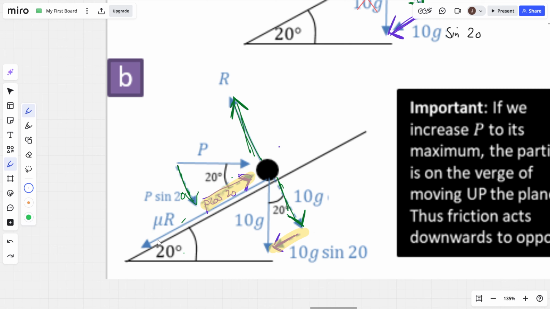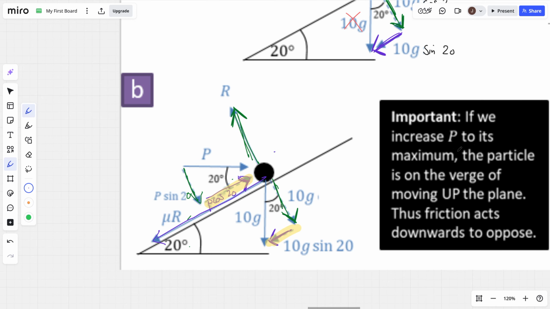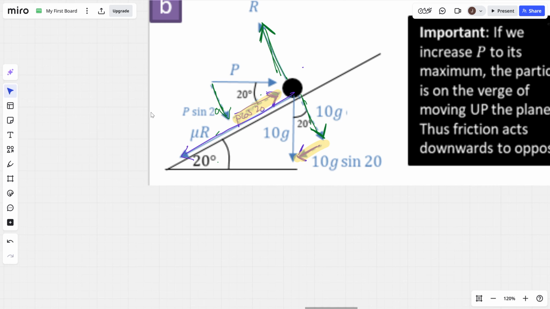Okay, so on this one, mu R is going to be another parallel force. Okay, let's read this note here. So if we increase P to its maximum, it's on the verge of moving up. So on the verge, limiting equilibrium. Okay, so the friction has to act opposite. Otherwise, it would just go up in this case. So what are our next steps after this one here? Well, they're the same steps as always.